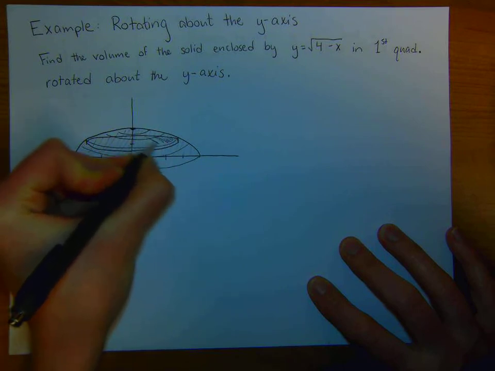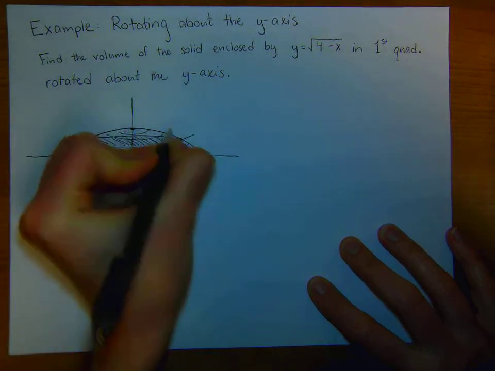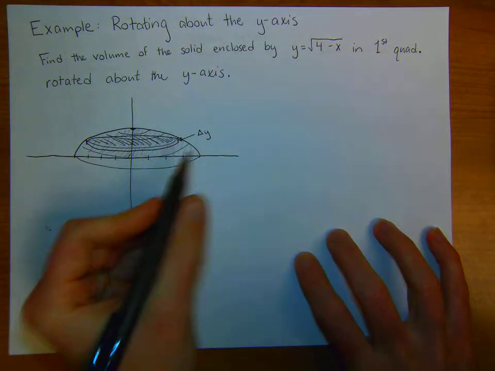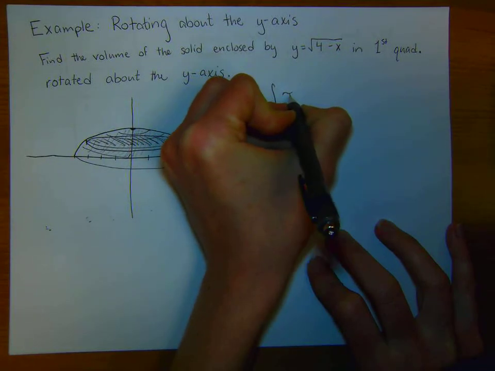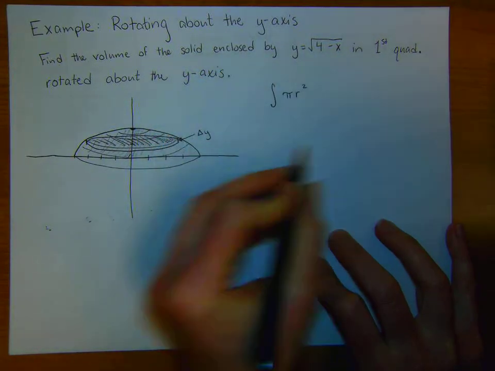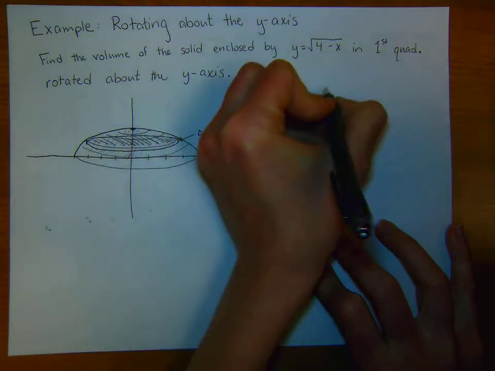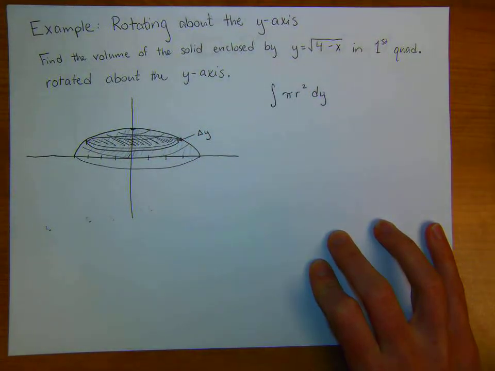So here's my example coin. And notice that the height of the coin in this case is a delta y. So when I integrate this, it's still going to be integrating using the formula pi r squared, but instead of a delta x, we're using a delta y. So for my integration, it has to be dy.